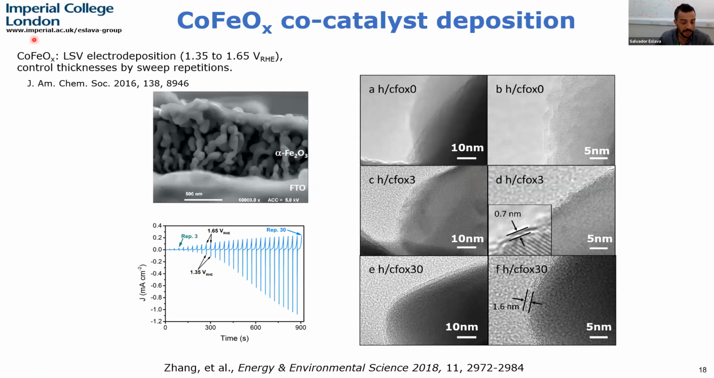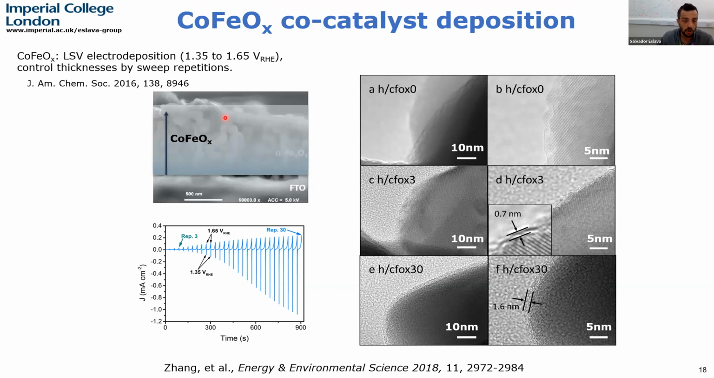We did a systematic study, adding different amounts of cobalt iron oxyhydroxide by following different deposition cycles, sweeping the voltage between 1.35 and 1.65, and repeating this. So eventually we have different layers of cobalt iron oxyhydroxide on the surface. If we just do 3 cycles, we have less than 0.7 nanometers of the electrocatalyst on the surface. If we do 30 cycles, we have 1.6 nanometers. So in any case, very thin layers on the surface of the hematite. And if we do nothing, we just have the hematite up to the surface.